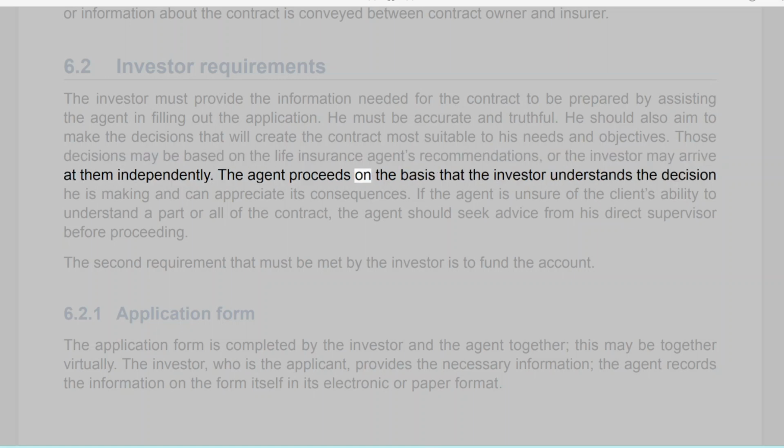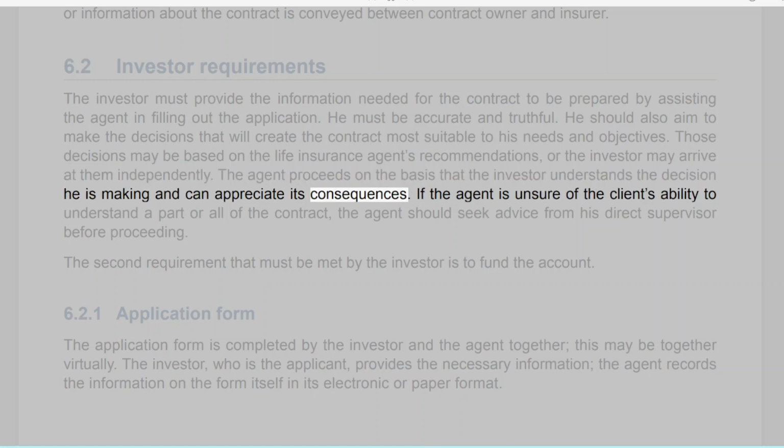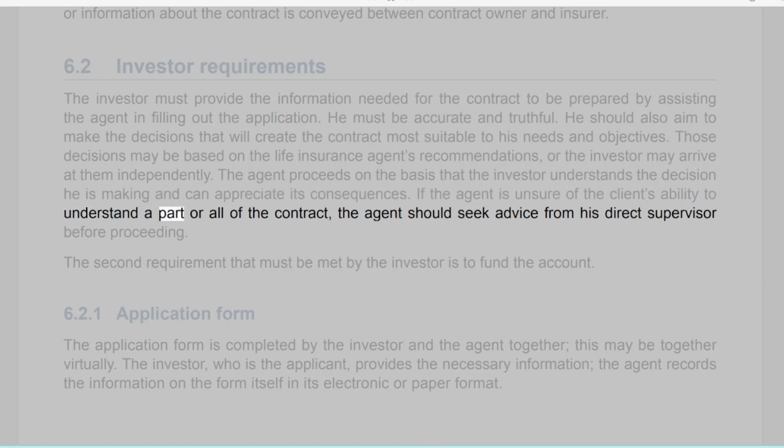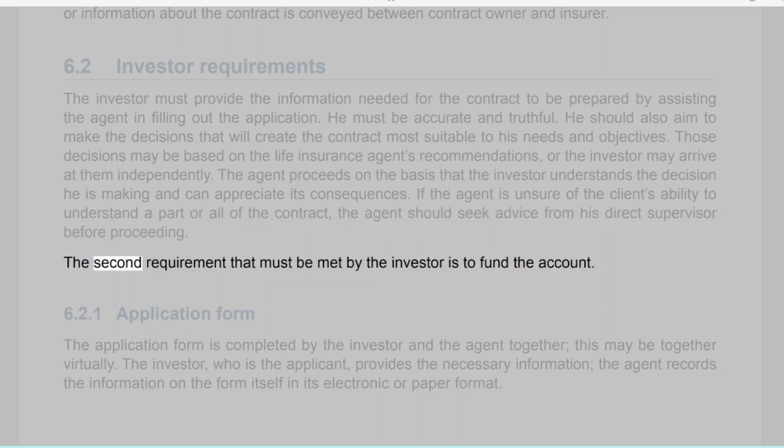The agent proceeds on the basis that the investor understands the decision he is making and can appreciate its consequences. If the agent is unsure of the client's ability to understand a part or all of the contract, the agent should seek advice from his direct supervisor before proceeding. The second requirement that must be met by the investor is to fund the account.